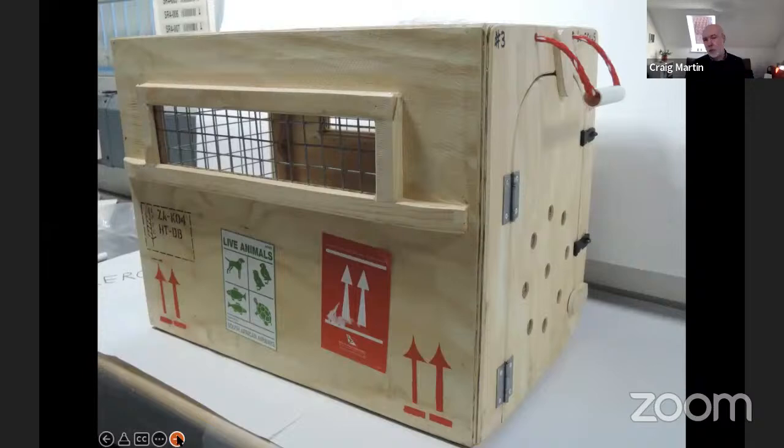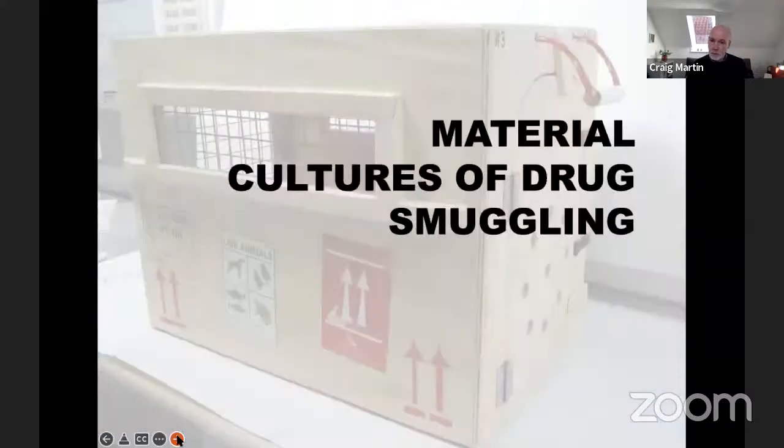And then the final case study, and one I'll talk about a little bit later on today, is around these types of objects. When we look at this, you probably don't know exactly what it is, but it's a box to transport pets. So if you think about a cat or a dog being transported across international borders, these are the types of boxes that animals are often transported in. Now, the important thing for me is not so much that this is a box, but that this is a box that's been repurposed and adapted for drug smuggling.